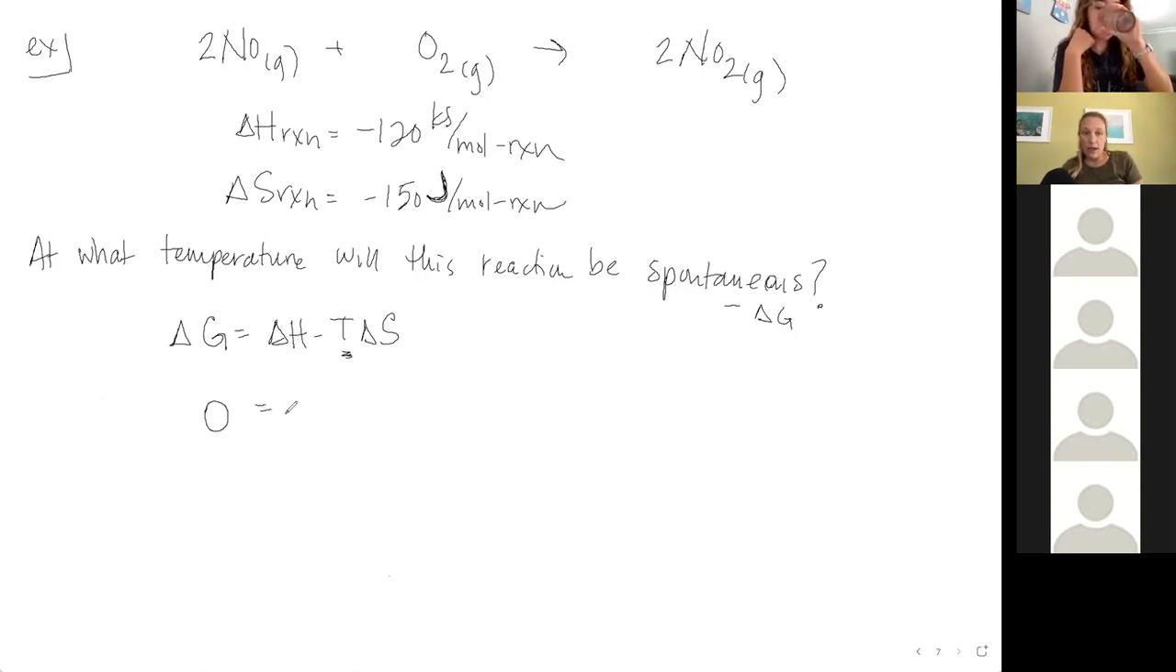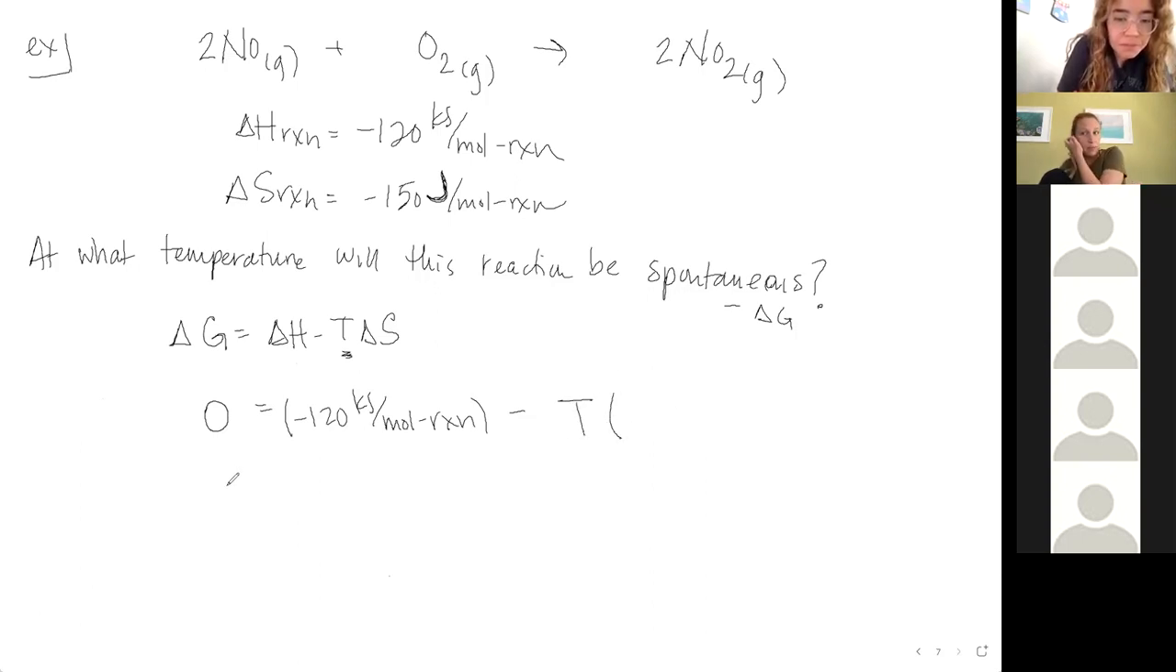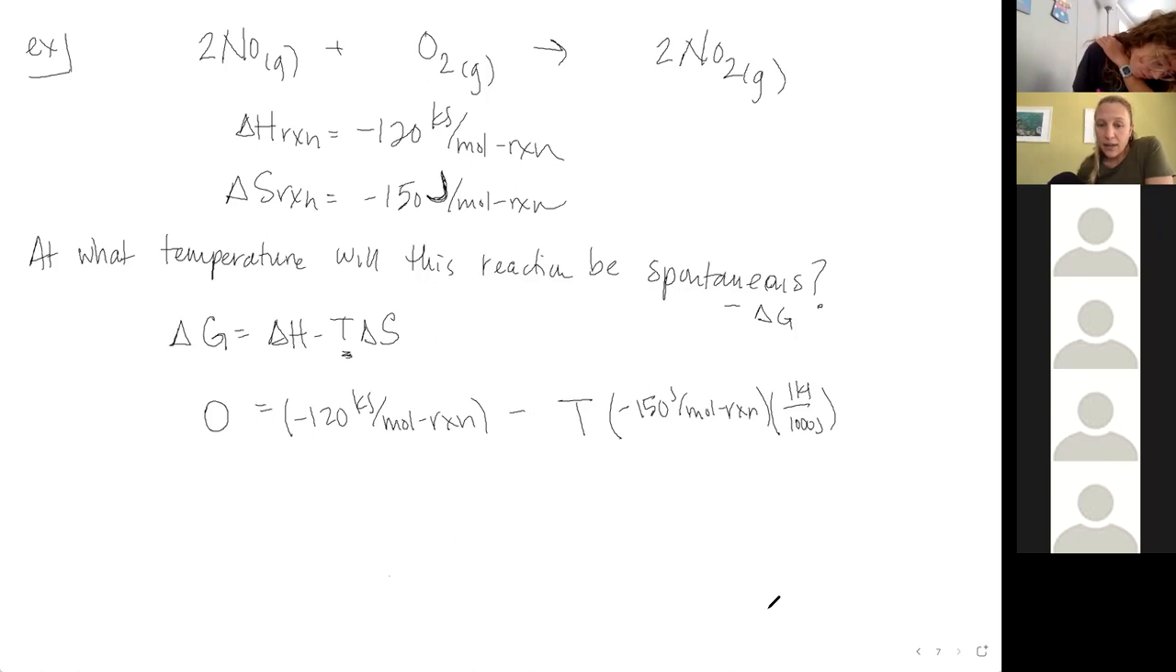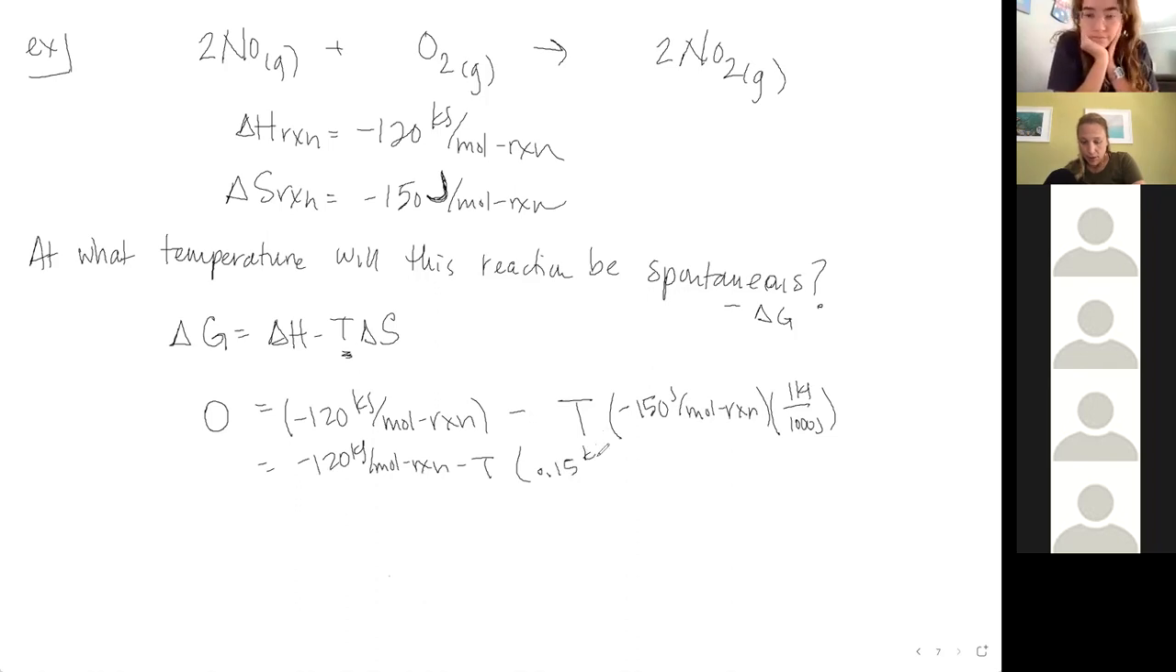And then we have our delta H of negative 120 kilojoules per mole reaction minus our temperature, which is an unknown right now, but we're solving for when Gibbs free energy is zero. So zero and below, so zero to negative. And then our delta S, which is negative 150 joules per mole reaction. I'm gonna convert my joules to kilojoules again. So 1 kilojoule is 1,000 joules. And you then get negative 120 kilojoules per mole reaction minus temperature times 0.15 kilojoules per mole. Oh, I'm sorry. This should be moles reaction Kelvin, like last time. I messed up that whole unit there. Moles reaction Kelvin.